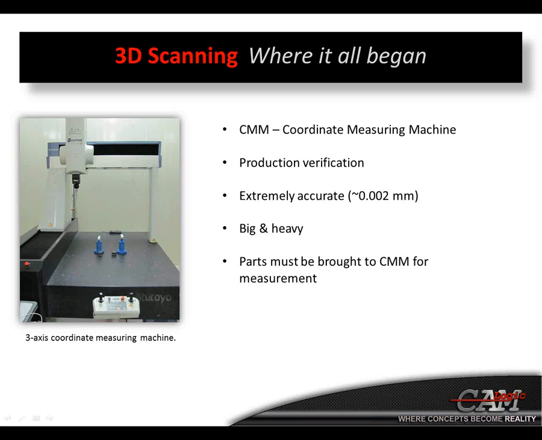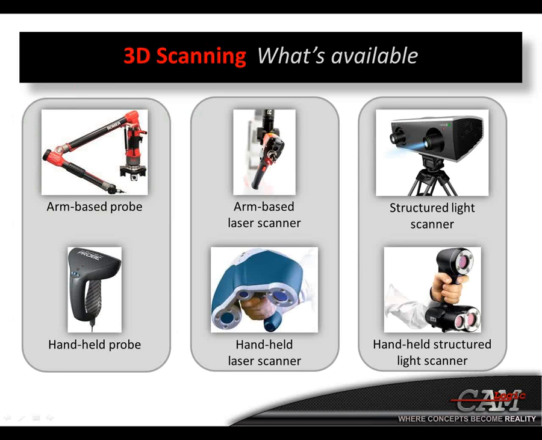They are designed to be used in conjunction with a giant slab of granite, which minimizes the effects of any temperature variations. Because these machines are so accurate, slight variations in temperature will affect the measurements. Another drawback for the CMM is that obviously the parts have to be brought to the CMM for measurement. So these machines certainly have their place, and again, this is sort of where everything began, but we are moving forward with technology, and here's what's now available.